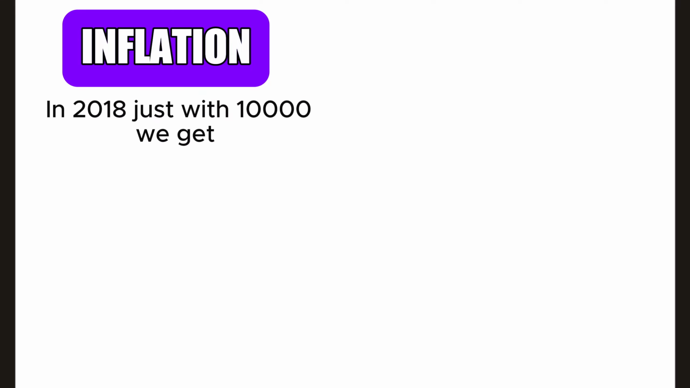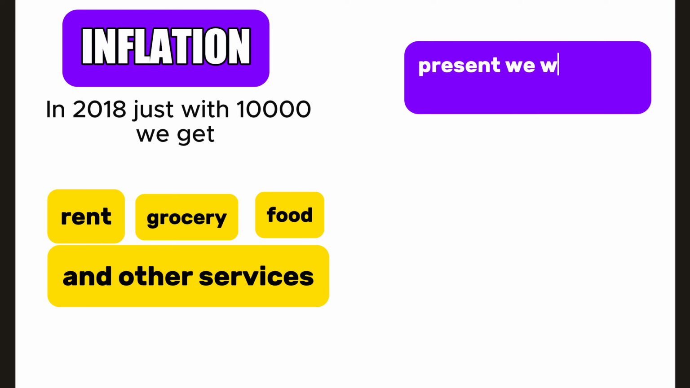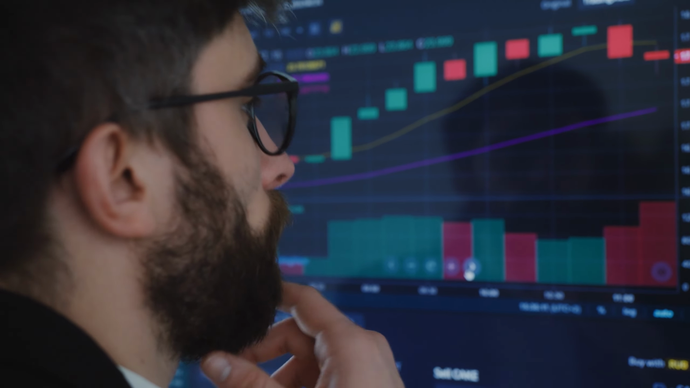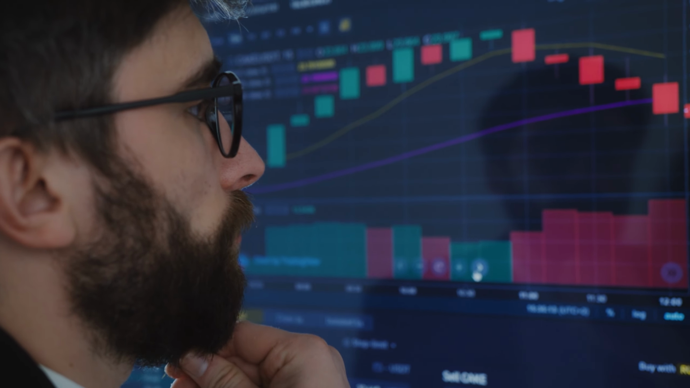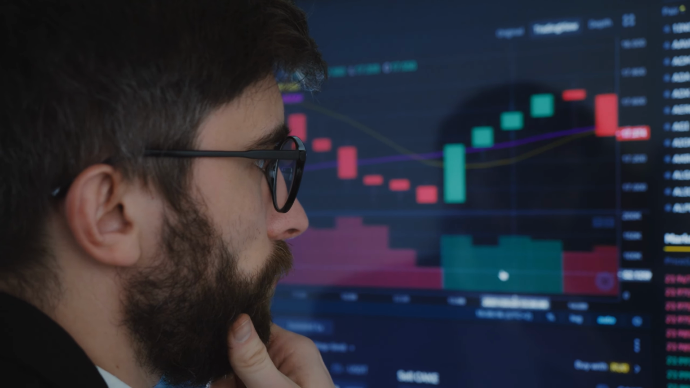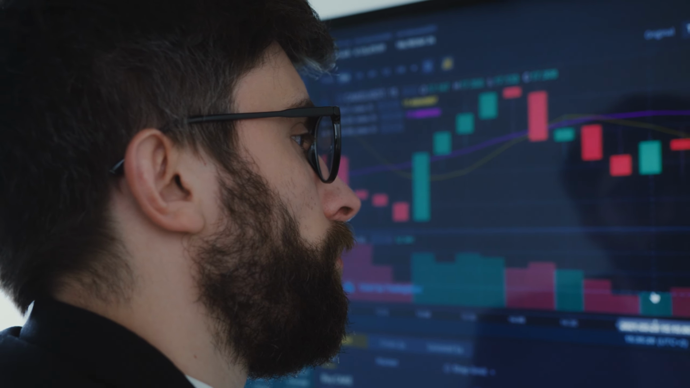Inflation. Consider a real-time situation: in 2018, with just rupees 10,000, we could get many things like rent, grocery, food, bed, and other services. But now the situation has changed. Currently, with those rupees 10,000, we won't even get a proper house for rent in cities like Hyderabad, Bangalore, and Mumbai. This is how the value of 10,000 has decreased and prices have increased over a period. So, in general, inflation is an increase in the general prices in an economy.